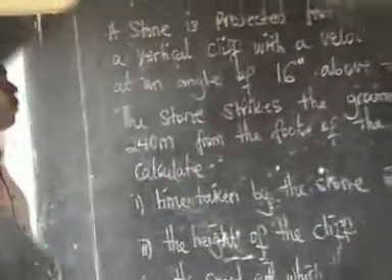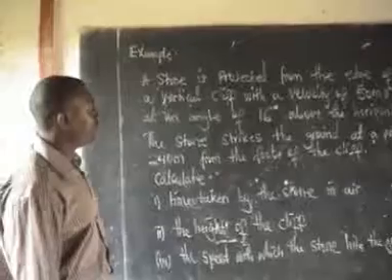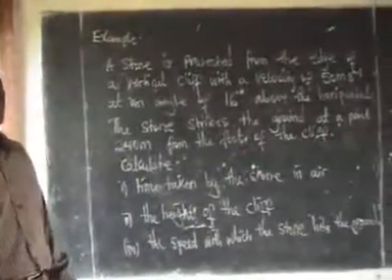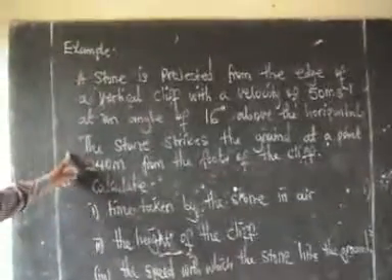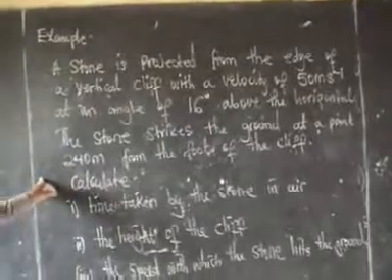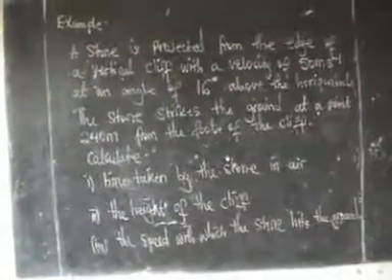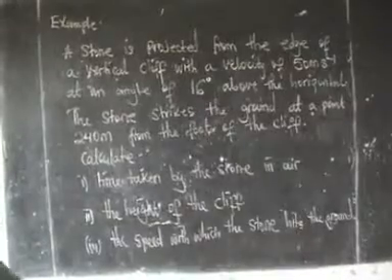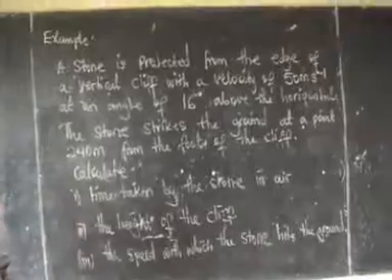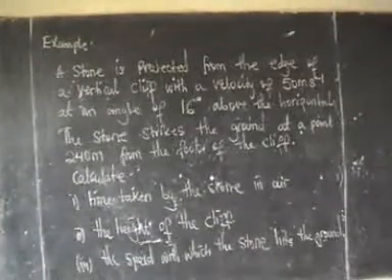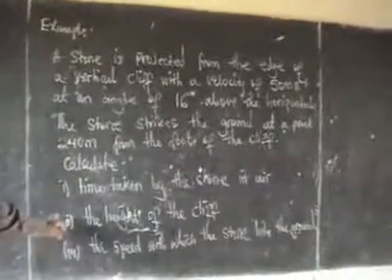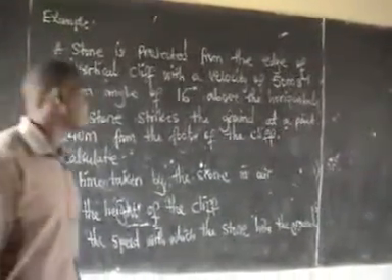A stone is thrown from the top of a vertical cliff with a velocity of 50 meters per second at an angle of 16 degrees above the horizontal. The stone strikes the ground at a point 240 meters from the foot of the cliff. Calculate Roman 1, the time taken by the stone in the air. Roman 2, the height of the cliff. Roman 3, the speed with which the stone hits the ground.